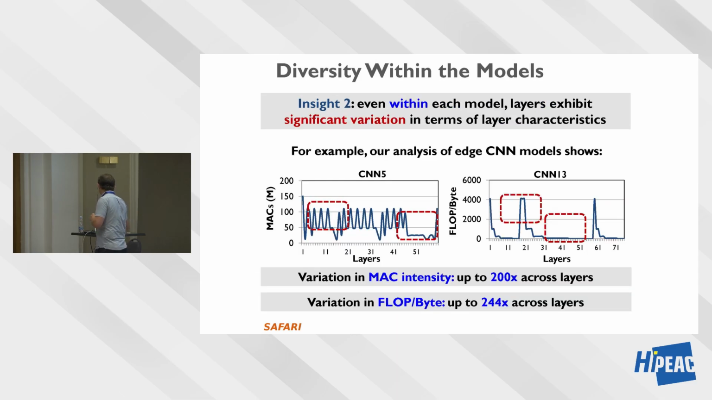And then the second insight is that even within a model, different neural network layers exhibit different characteristics. These are different layers, numbered, and this is multiply and accumulate operations. You can see that there's a huge variation. And this is layers and arithmetic intensity. Again, there's a huge variation, and these are different convolutional neural networks.